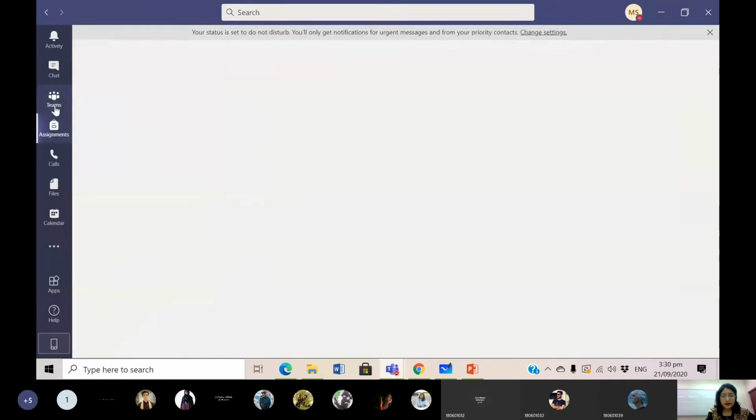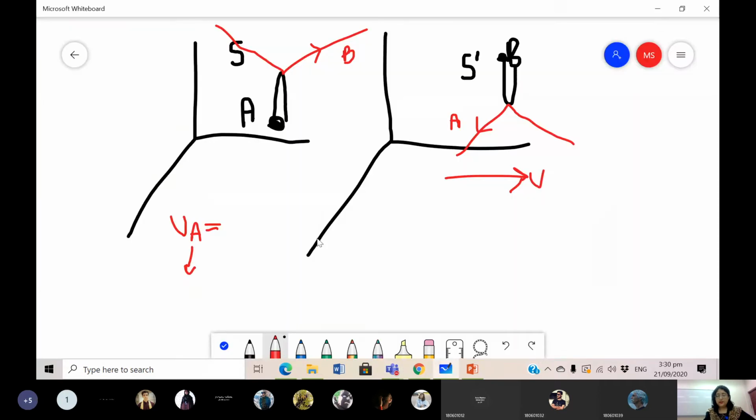Okay, so what I'm saying here is that VA is equal to VB dash. ठीक है? What is VA? VA is the velocity with which A is going up and then coming back down. And VB dash is the velocity with which B particle is moving down and up in the frame S dash. Okay? So we have this condition.